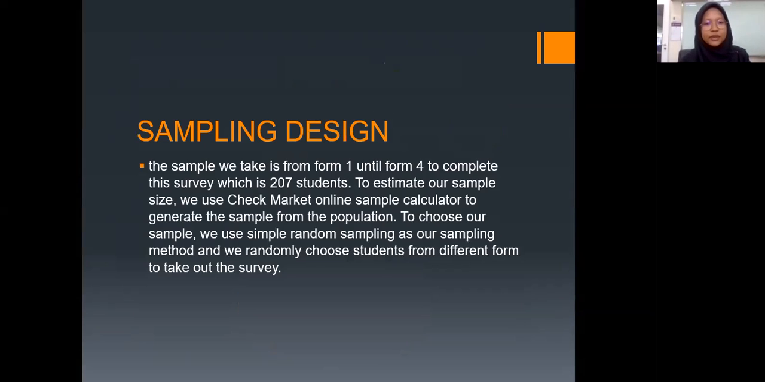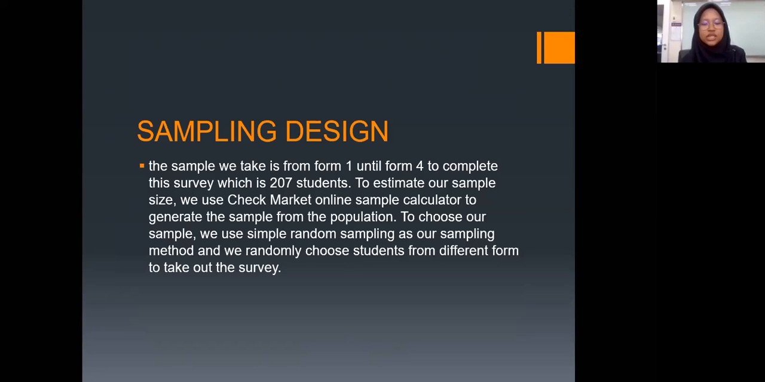So next is our sample design. We take our sample from Form 1 until Form 4 to complete the survey, which is 207 students. To estimate our sample size, we use the Check Market online sample calculator to generate the sample from the population. To choose our sample, we use SRS, simple random sampling, as our sampling method, and we randomly choose students from different forms to complete the survey.